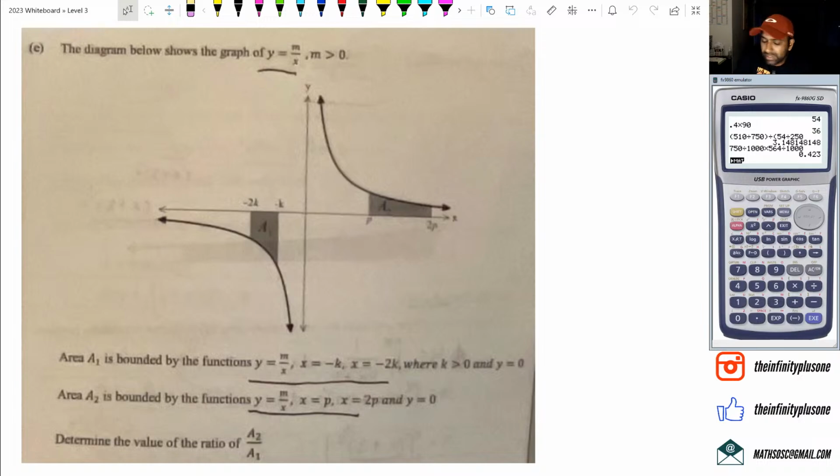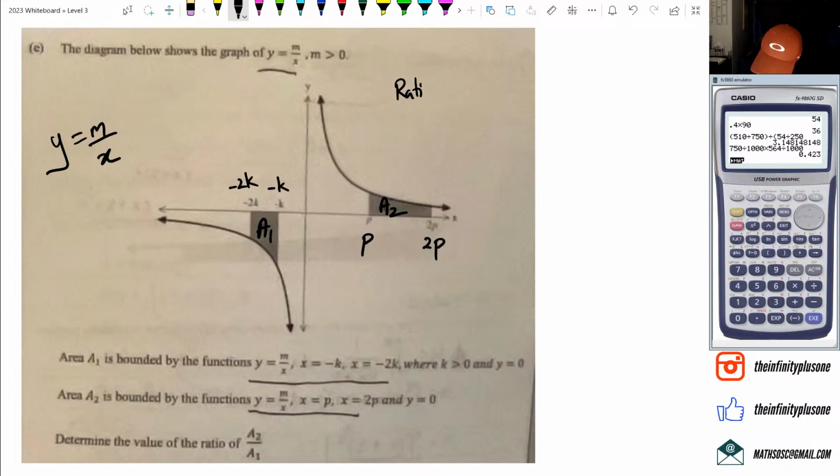I'm not sure if you can see it properly, but I'm just going to make some notes there. That's p, that's 2p, this is minus, maybe a different pen. Let's try this, p and 2p, and then we've got negative k, negative 2k. The graph is y equals m over x, and this is a1 and this is a2, and they are asking for the ratio of a2 divided by a1.